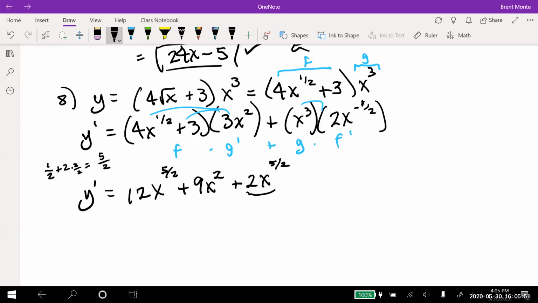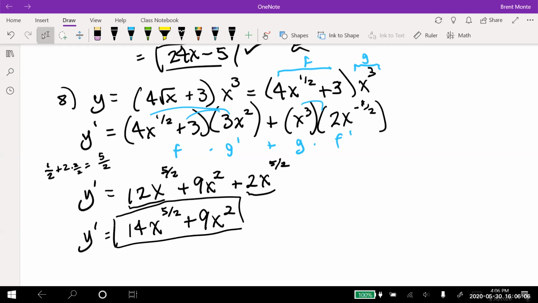And now these two I can add together. And I get y prime equals 14x to the 5 halves plus 9x squared. And there's my derivative. This one we haven't checked with anything, but that's okay. Oftentimes we won't have anything to check with, but that's our answer. So anyway, there's some examples of using the product rule.